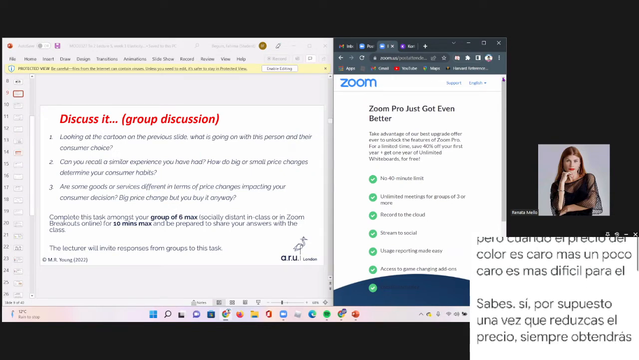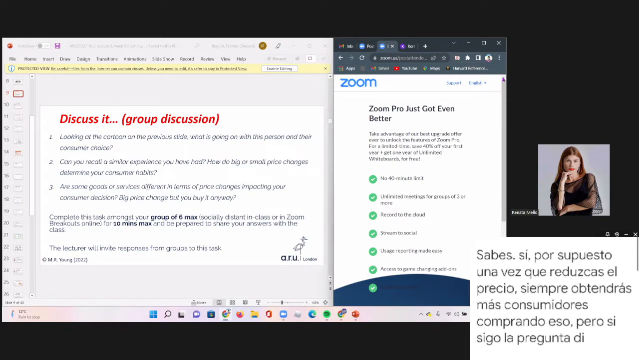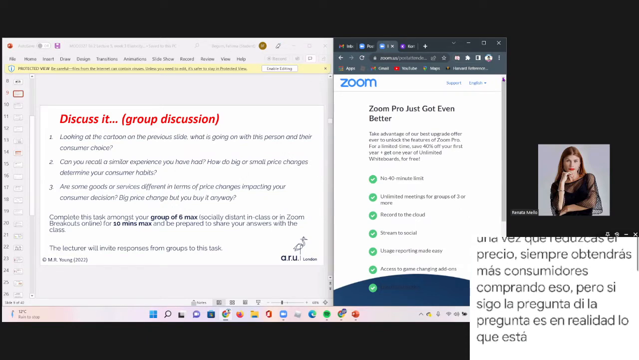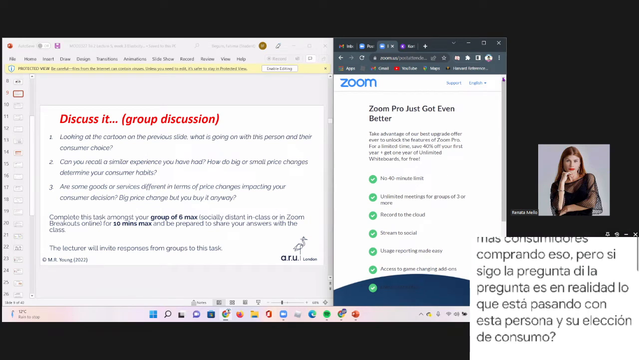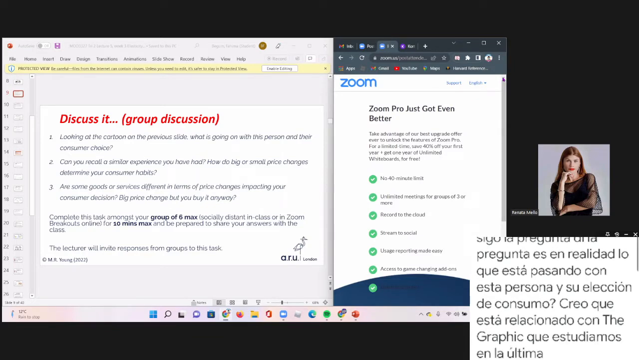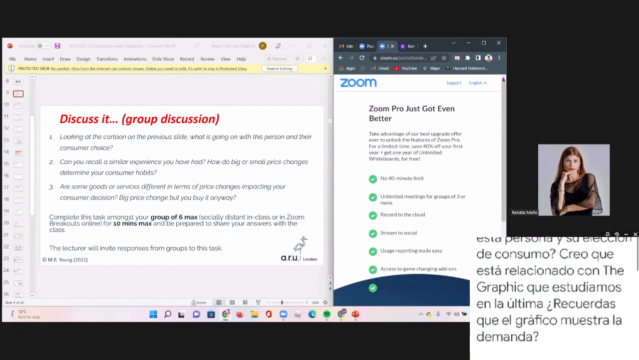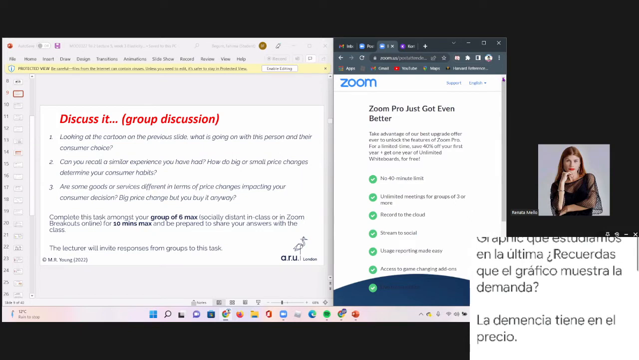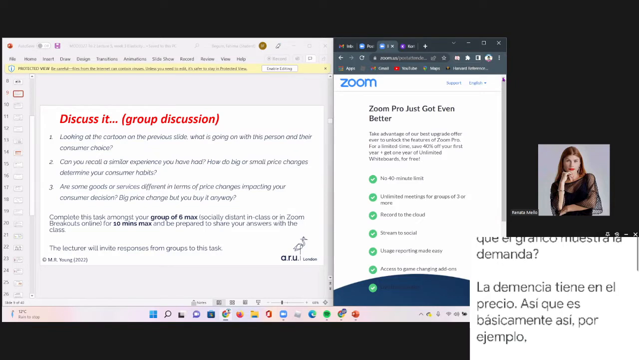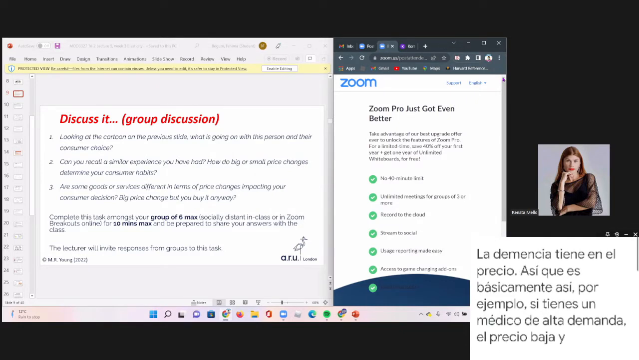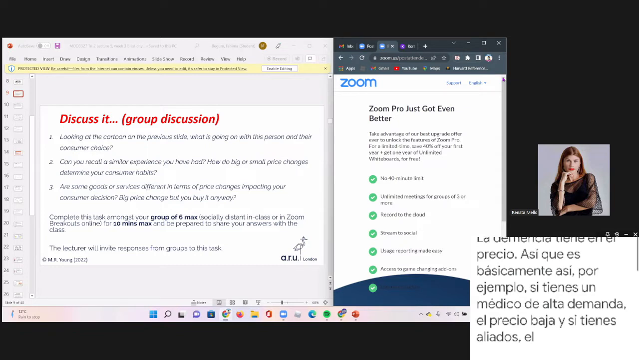But if I follow the question exactly: what is going on with this person and their consumer choice? I think it's related to the graph we studied in the last lesson. You remember that the graph shows the demand and the price. So it's basically like that. For example, if you have a high demand, the price goes down, and if you have less demand, the price goes up.